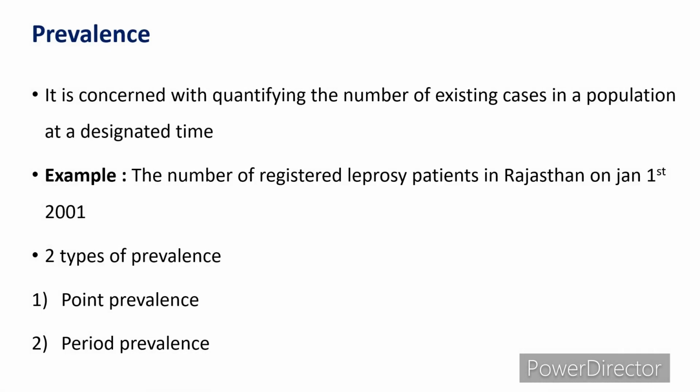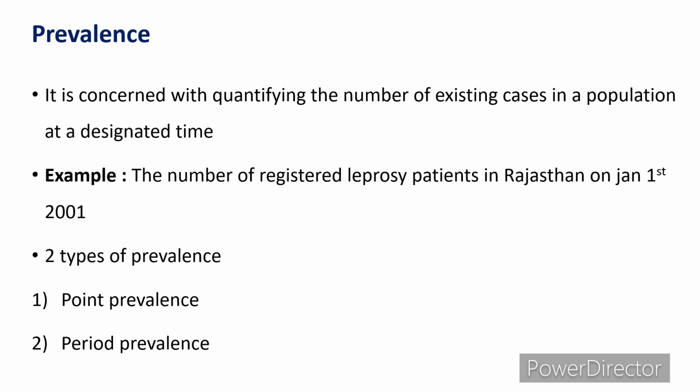Prevalence is concerned with quantifying the number of existing cases in a population at a designated time. When we use the word existing cases, here we include both old and new cases. A simple example, the number of registered leprosy patients in Rajasthan on Jan 1st, 2001. So here we are taking into consideration both the old and new cases of leprosy.